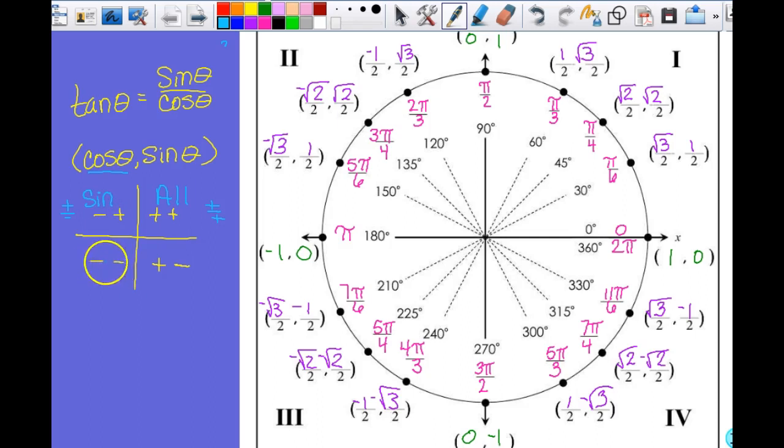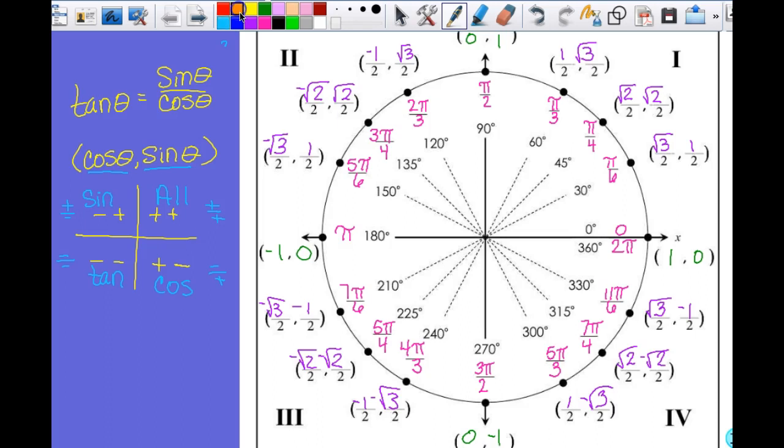Cosine and sine are both negative in the third quadrant. Well, when you put negative over negative to get tangent, you get that the tangent is positive, and so is its reciprocal. Fourth quadrant, cosine is positive, sine is negative because it's your y value. When you do tangent, it's negative over positive, so tangent is negative also. So cosine is the only positive in that quadrant.